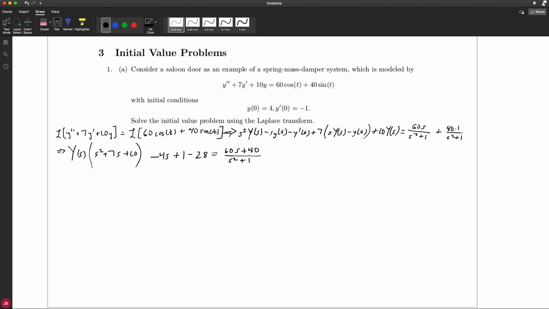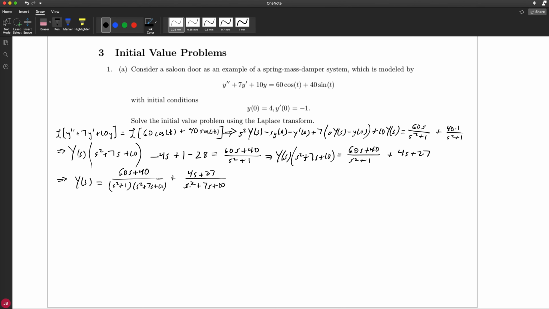and so that tells me that Y(s) times s squared plus 7s plus 10 equals, now if I add 27 to both sides and add 4s to both sides, I get the following. And now to solve for Y(s), just divide both sides by this expression here, s squared plus 7s plus 10. All right.